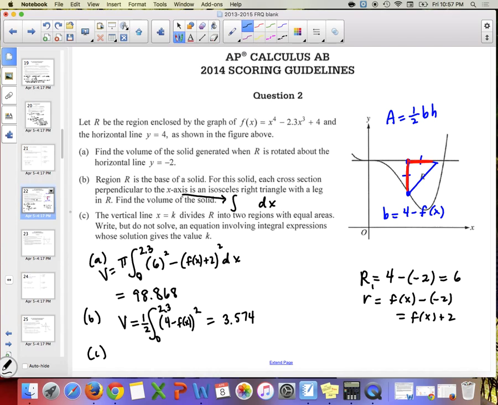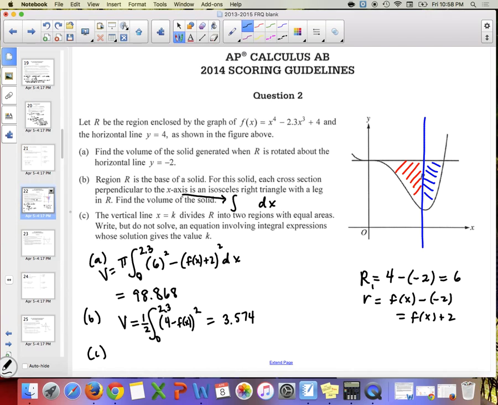And then the last part, part C, says the vertical line, x equals k, divides the shape into 2 equal areas. So this area and that area. Okay. Write but do not solve an equation involving integral expressions whose solution gives the value of k. So you can do this lots of different ways. You could use the fact that you have half of the whole area and then set it equal to 1 of the halves. Or you could just say, well, the red part is equal to the blue part and set up the equations for both of those.